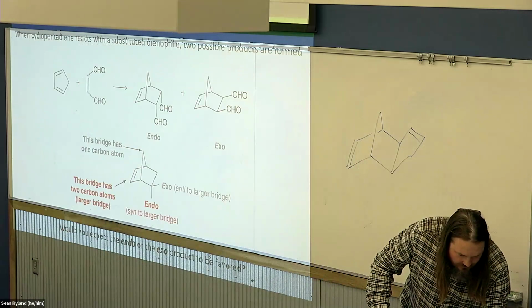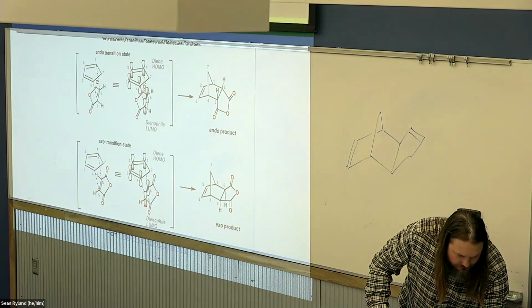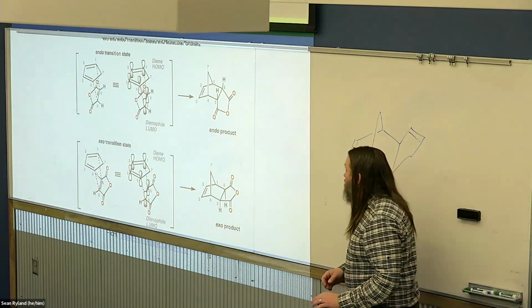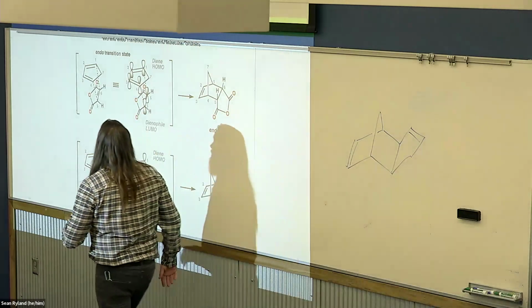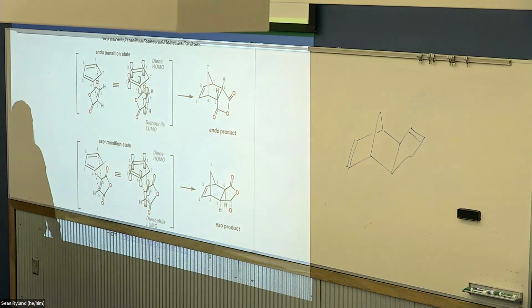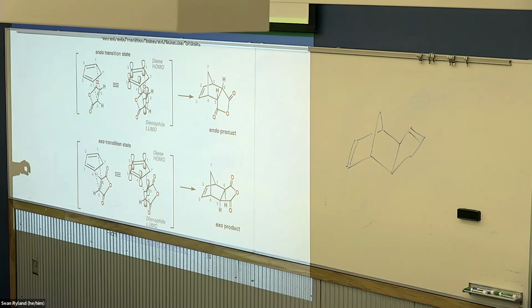All right, let's finish up talking about the endo versus the exo, and figure out which one is going to be favored, and then we'll take our break. You might be able to tell by the diagram here, this is from Mastering Organic Chemistry, because I love the way that he draws transition states in particular, and orbitals.